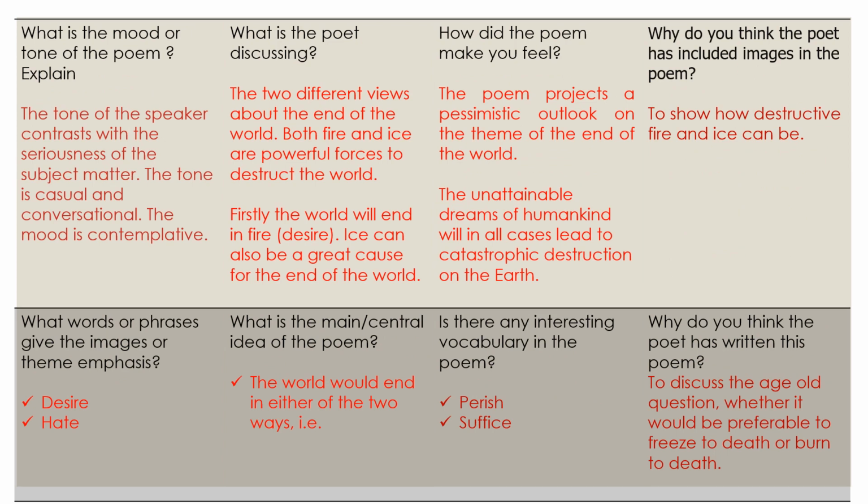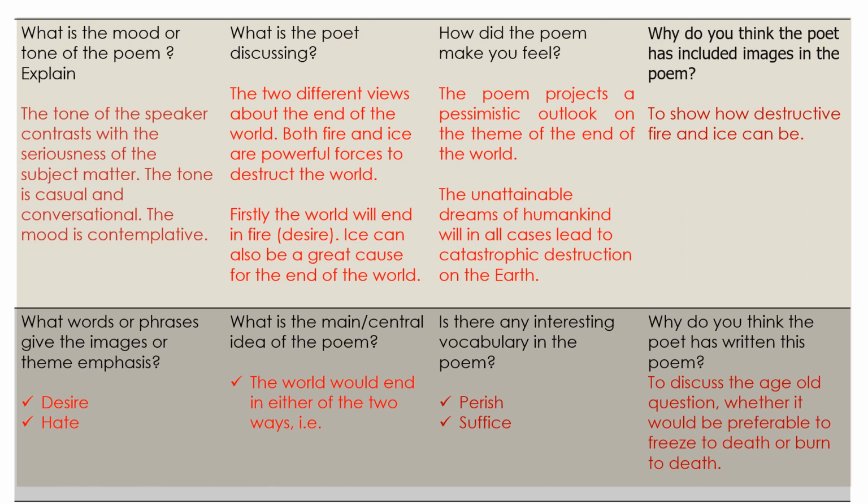Let's talk about the mood or the tone of the poem. The tone of the speaker is quite contrasting with the seriousness of the subject matter. Here, the tone of the poet is quite casual and conversational. The mood is contemplative. Now, what words or phrases give the images or theme emphasis? Obviously, we have two words in the poem that give the images or theme emphasis, that is desire and hate. Now, what is the poet discussing in this short poem?